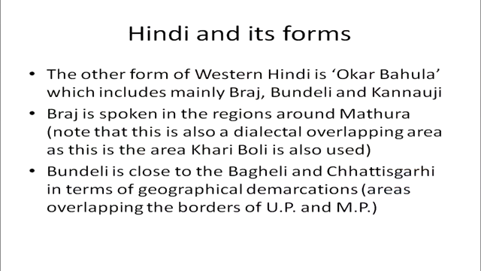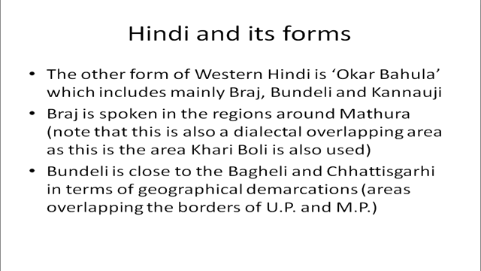The other form of Western Hindi is Okar Bahul, where in lieu of A, the vowel O is often used. This includes mainly Braj, Bundeli and Kannauji. Now, Braj is spoken in the regions around Mathura. Note that this is also a dialectal overlapping area, as this is the area where Khadi Boli is also used. Along with Khadi Boli, Koravi is also used, as I have just spoken about. So, there are dialectal variations, and along with Braj, Khadi Boli and Koravi might exist in some areas.